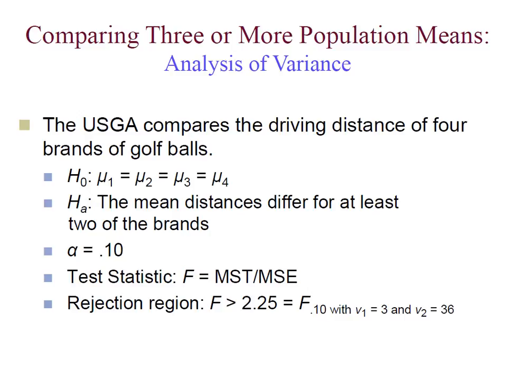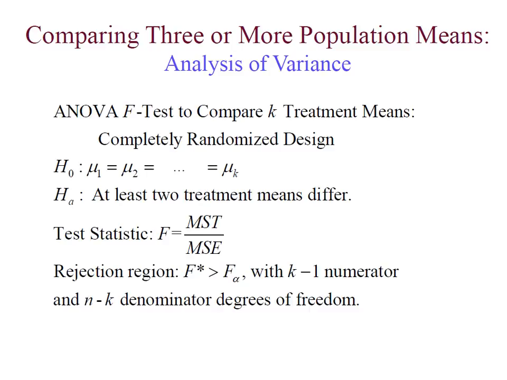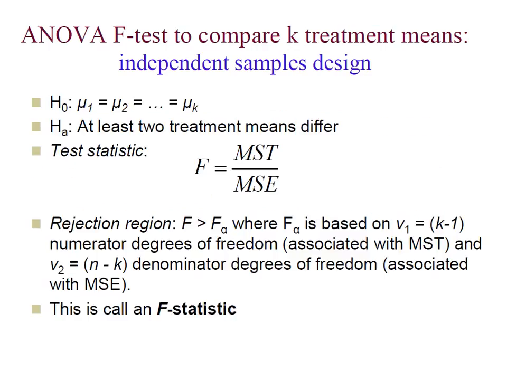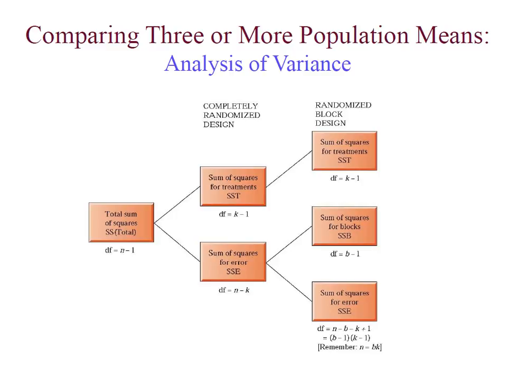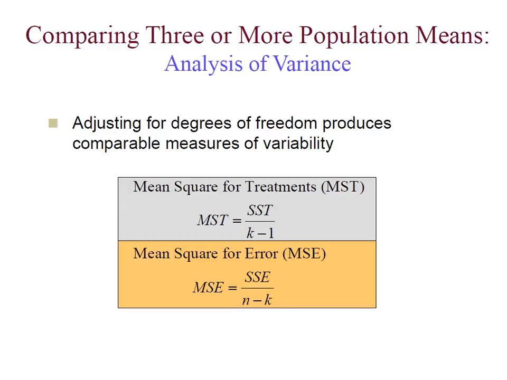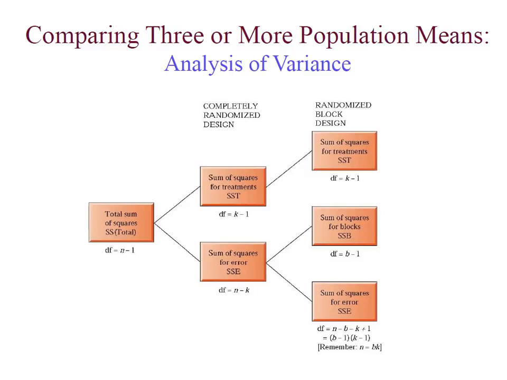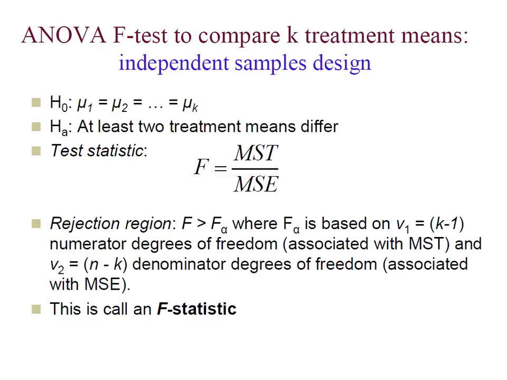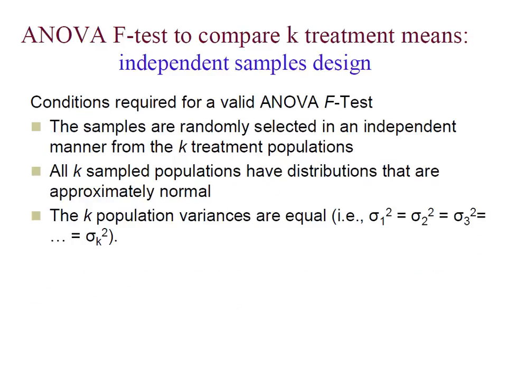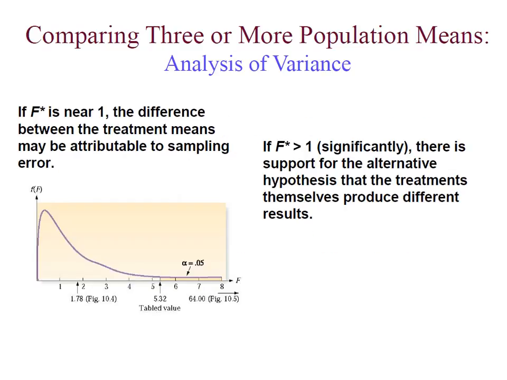So basically V1 is 3. V2 is N minus K. N is the total number of balls. How many balls in total? 40 balls. It did not say there, but the total number of balls is 40.